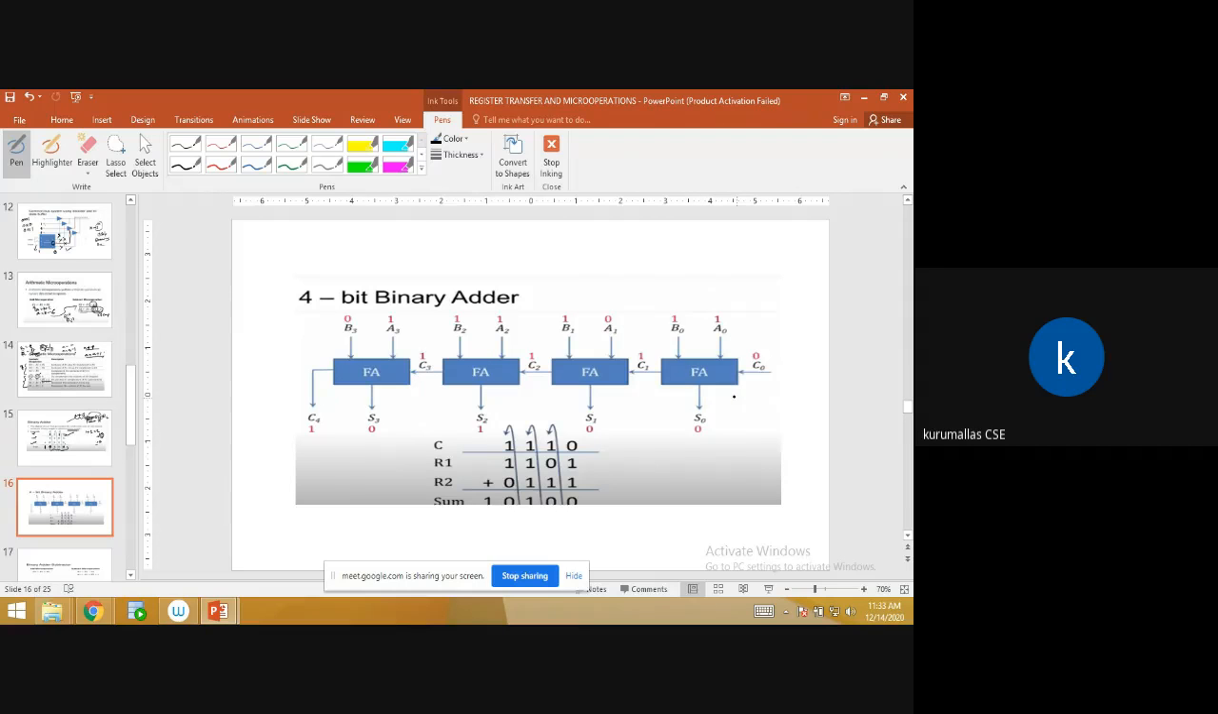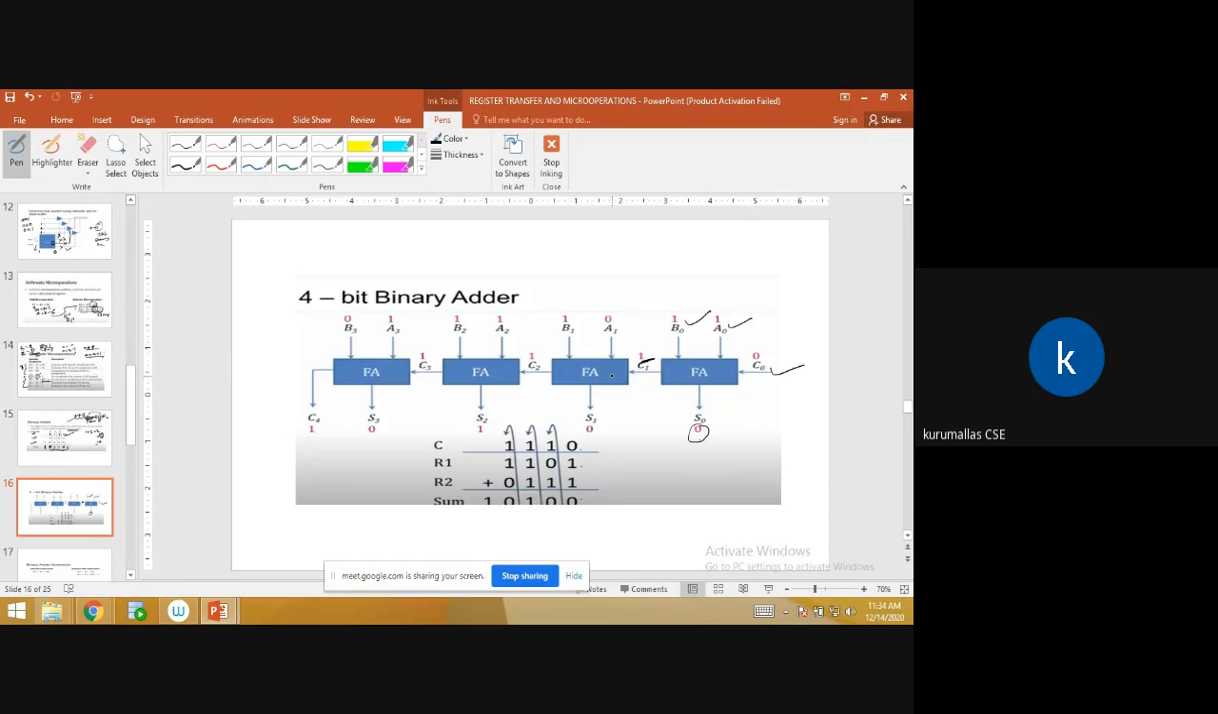A full adder takes 3 inputs. One is carry, and the others are a naught and b naught. After taking these three, it calculates the sum. After the sum, it gives a carry. If you see here, c equal to 0, a naught equal to 1, b naught equal to 1. Yes or no? So what is the sum? S naught is 0. What is the carry? 1. See, this carry.